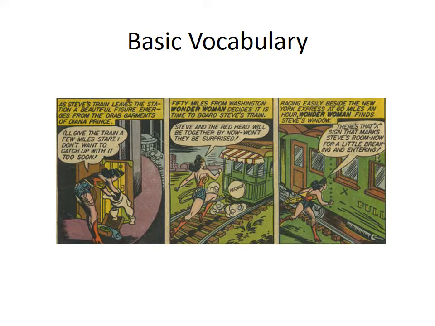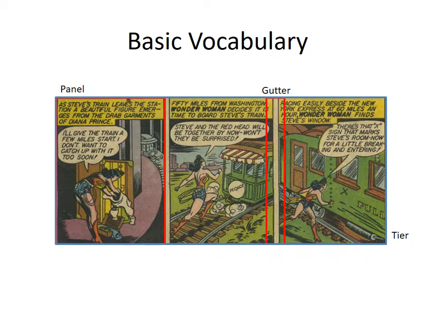So here's some basic vocabulary so that we're all on the same page. First up is a panel, which is one of the static images that we talked about. Second is a gutter, which is this blank space between panels. And then third is a tier, which is all of the panels in one row of a page, so from margin to margin. So this is one tier, and there are multiple tiers per page normally.